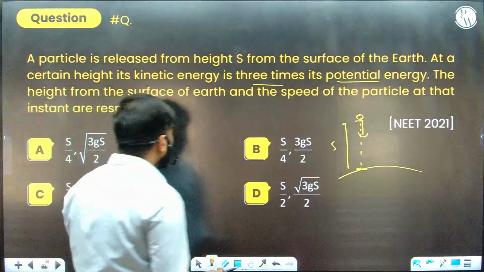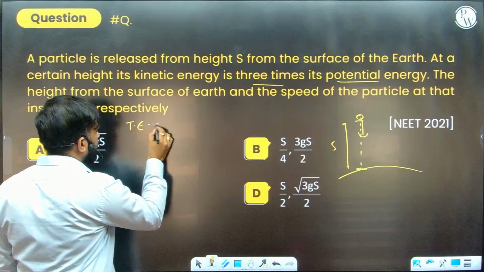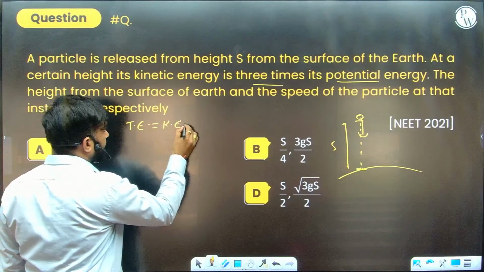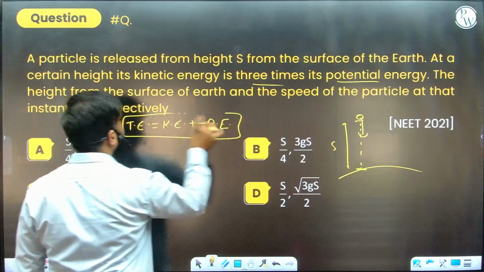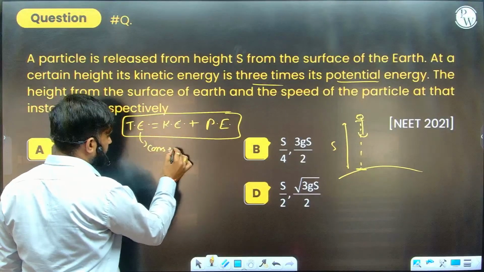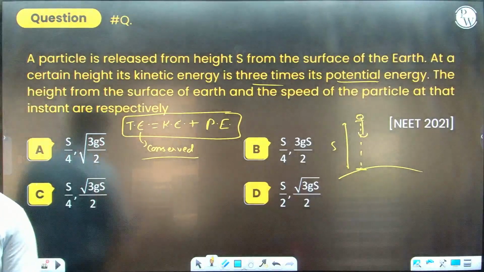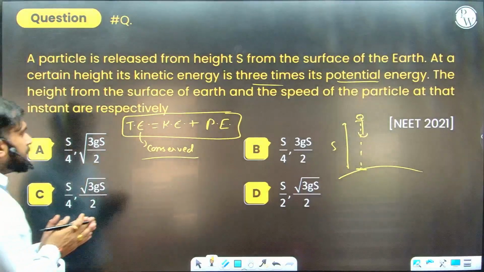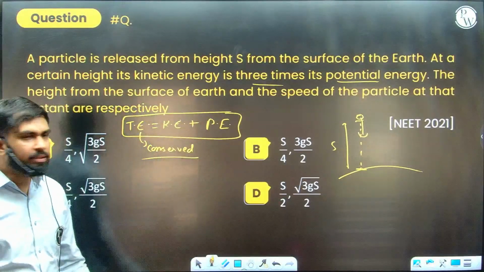Now first of all, I need to remember that the total mechanical energy is the sum of kinetic energy plus potential energy, and in case of gravitation or a conservative force, it should remain conserved. Because there is no drag force, there is no friction force, so the total mechanical energy will be conserved, so the sum of kinetic and potential will remain conserved.